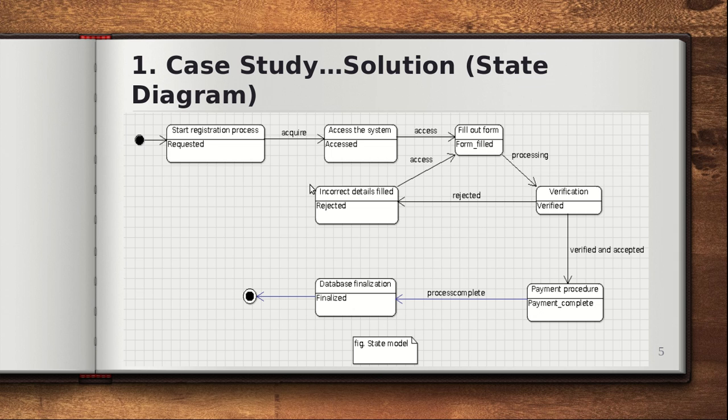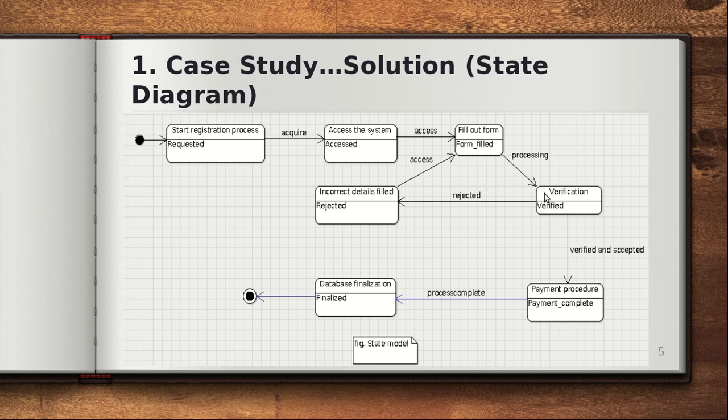So this is the state diagram for the exam registration form submission process. Here you can see the start registration process. When the registration process starts, we are in the requested state. After accessing the system, the form is in the access state. After accessing, the user fills out the form, and the form is in the form filled state. After processing, the verification state follows, and the form is in the verified state.